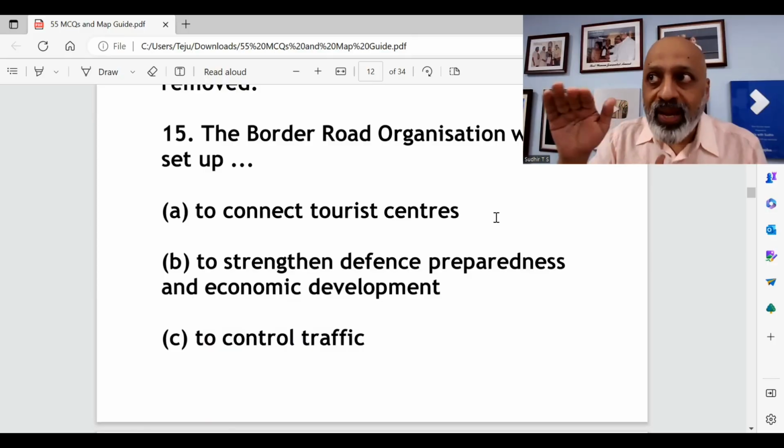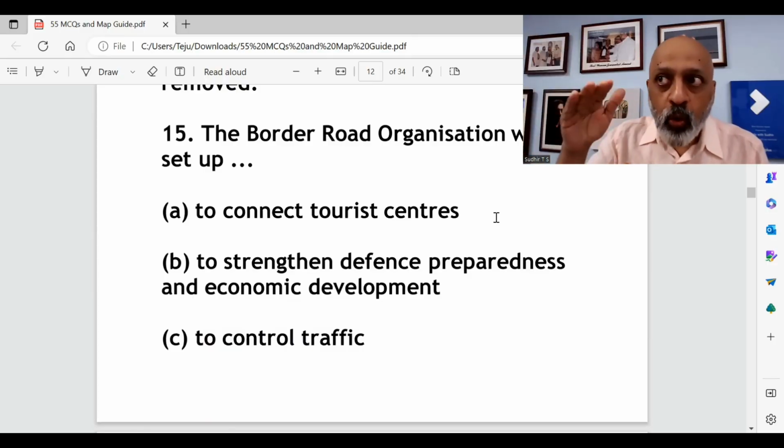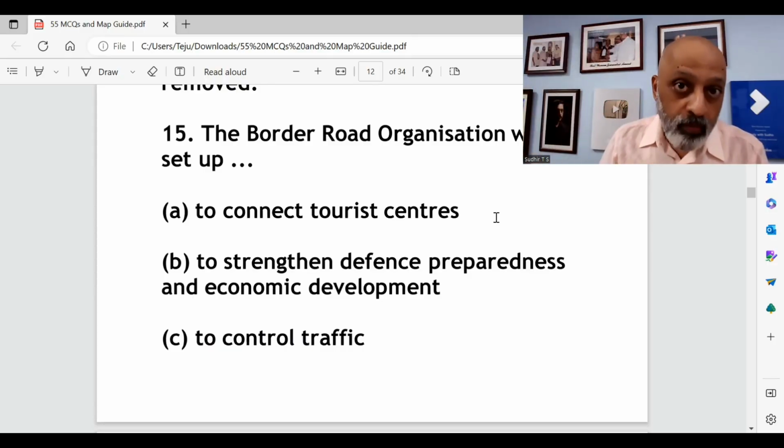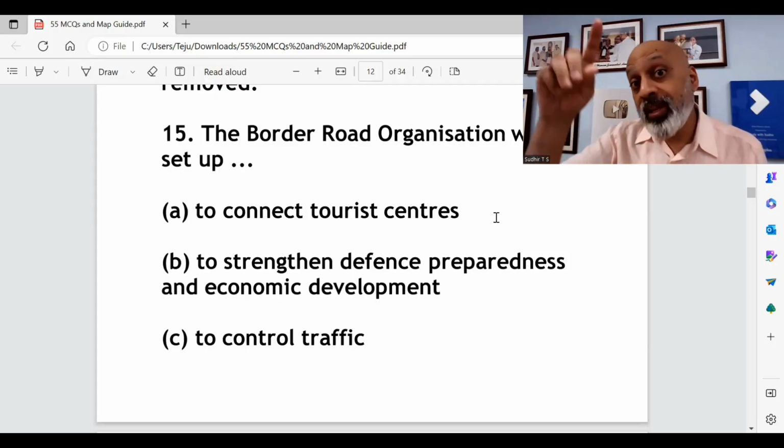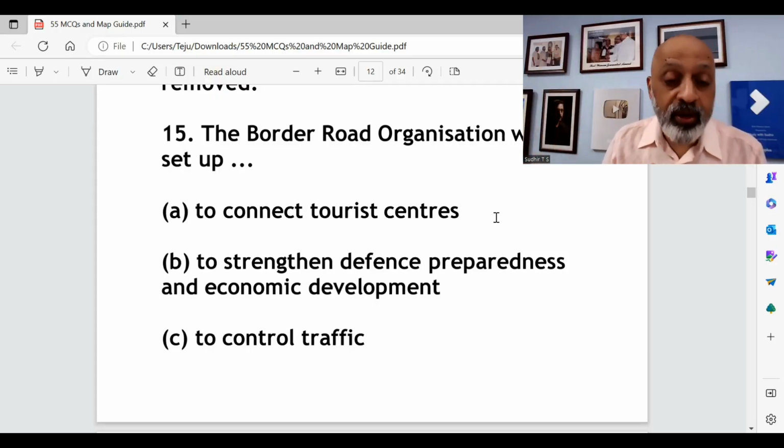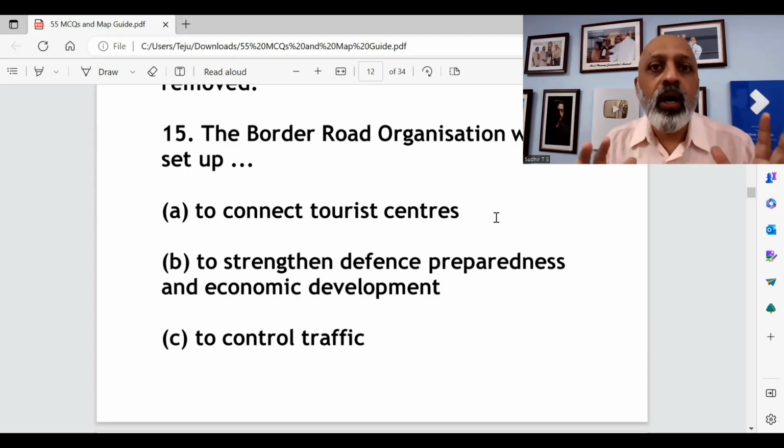So like many roads which are going very close to the POK border, the line of control, or the line of actual control with China, right? So there all the BRO is the one which takes responsibility.